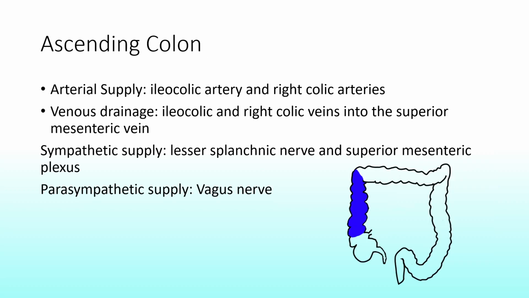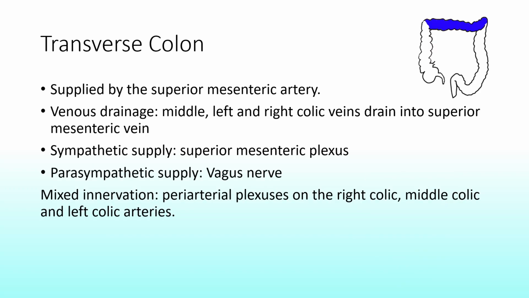Now let's talk about the ascending colon. This includes the arterial supply, which is the ileocolic artery and the right colic artery. The venous drainage is the ileocolic and right colic veins into the superior mesenteric vein. Another important detail is that the right colic flexure is a bend between the ascending and transverse colon. Sympathetic supply is the lesser splanchnic nerve and the superior mesenteric plexus, and the parasympathetic supply is going to be the vagus nerve.